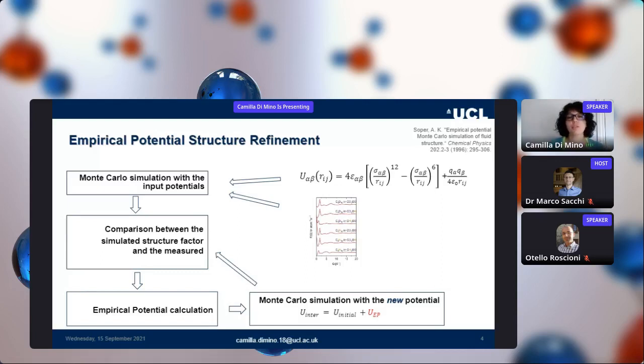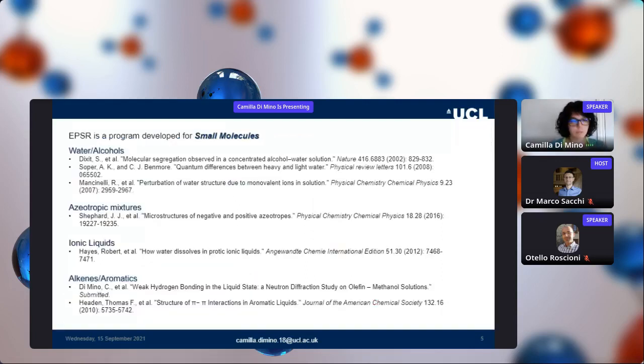EPSR was developed in 1996 by Alan Soper, and it's a program developed for water. He started with water, trying to refine in the best way possible the structure of water in every condition. Then this has been expanded, but we've always been in the area of small molecules. We've done water interaction, water-ethanol, and water-methanol, a paper that went into Nature because they observed the segregation of methanol in water solutions. More recently, they studied azeotropic mixtures, acetone and chloroform. So we're always in the range of small molecules.